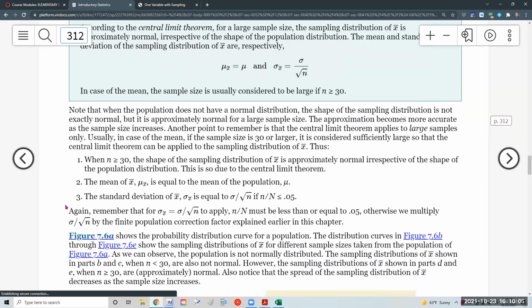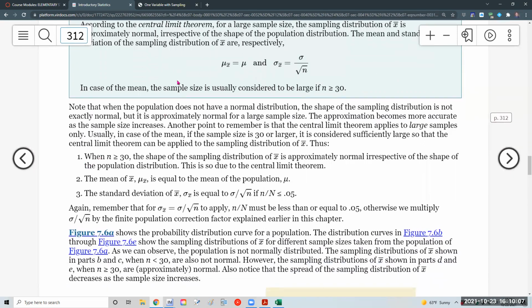So here are some points from the central limit theorem. When n is greater than or equal to 30, the shape of the sampling distribution of x bar is approximately normal, no matter what the shape of the population data looks like. And this is a result of the central limit theorem, which is a proven theorem. We can't show you the proof in this class because it's outside the scope of this class, and we don't have the tools in our tool belt to be able to understand it anyway.